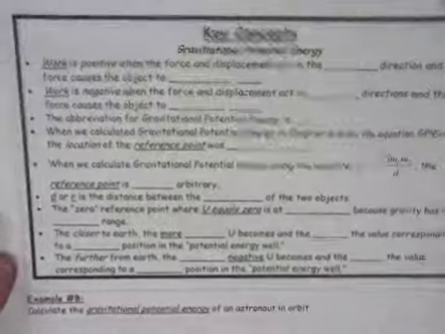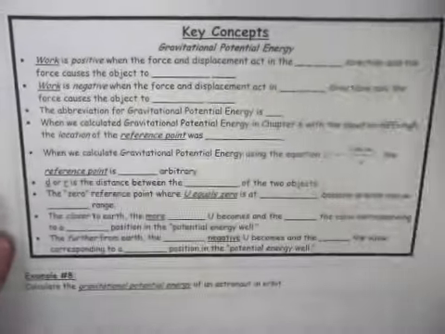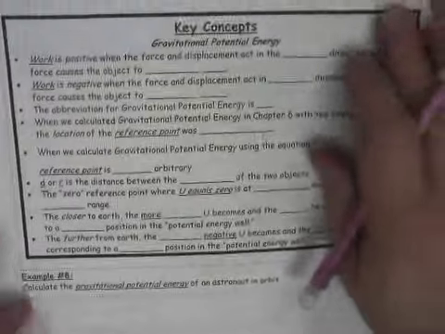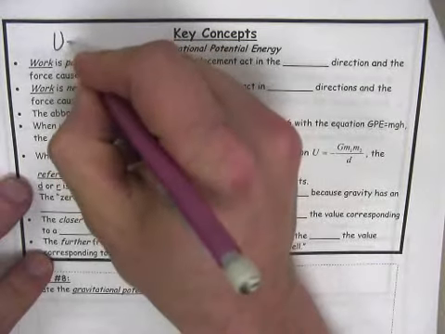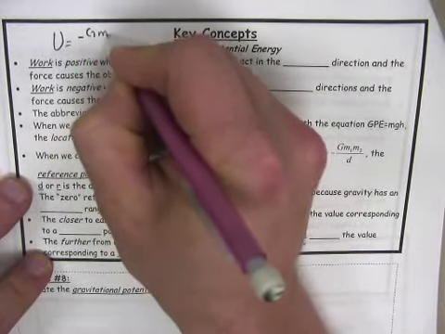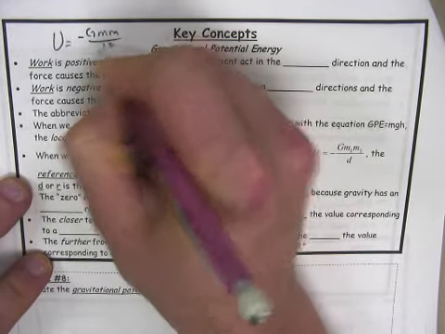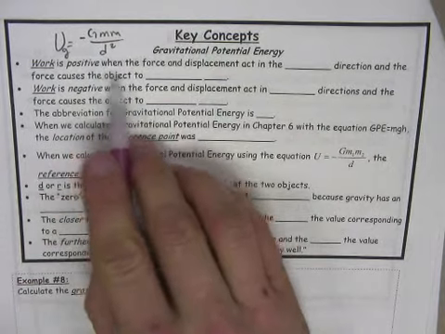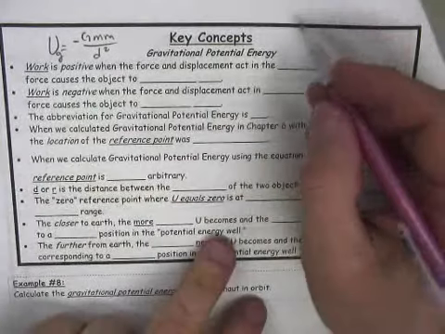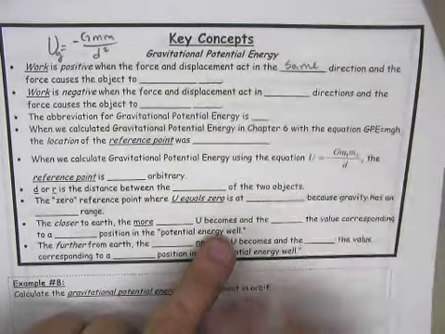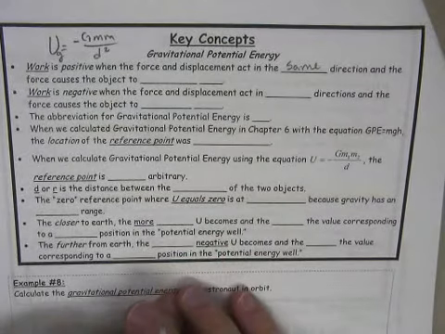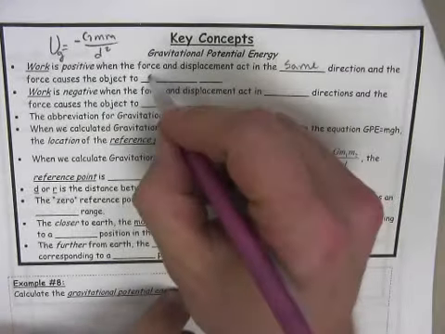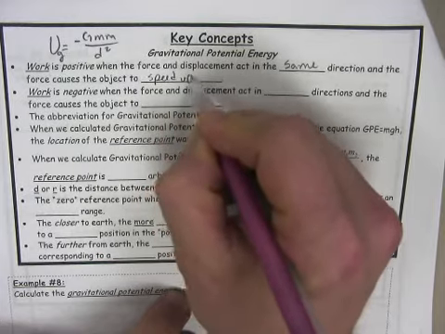I'm going to run through the key concepts with you and wrap up this session. So here are the key concepts, which basically all apply to this equation. So U equals negative GMM over D squared. And so here they go. All right, work is positive when the force and displacement act in the same direction, and the force causes the object to speed up. This is all from the previous page.